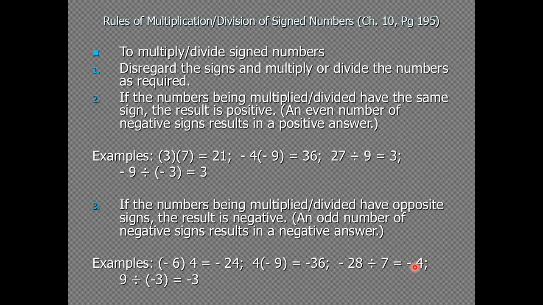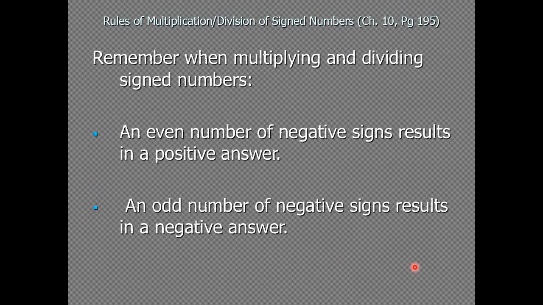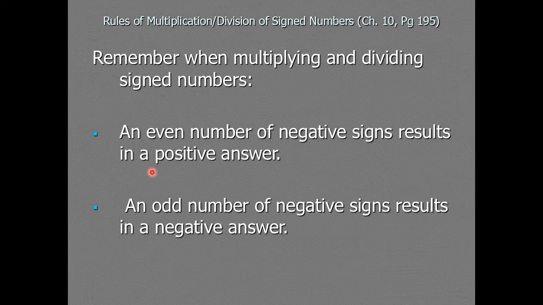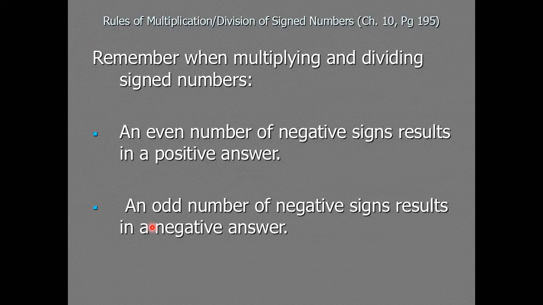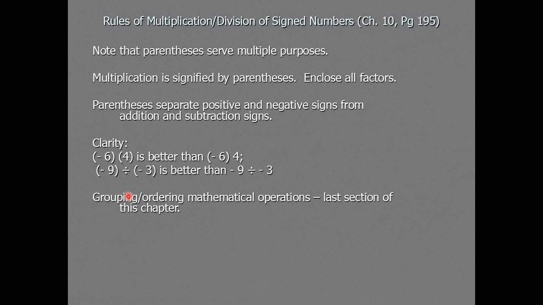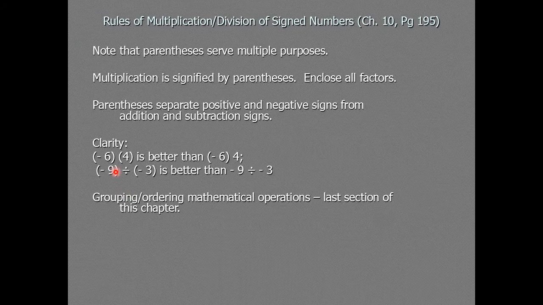Any question? Okay. Remember, when you multiply and divide, two things. An even number of negative signs always results in a positive number, right? An odd number of negative signs, again, always results in a negative answer. Okay. So sometimes you may have parentheses, but you can always treat parentheses as multiplication. But we always use some parentheses sometimes for our own clarity, right?